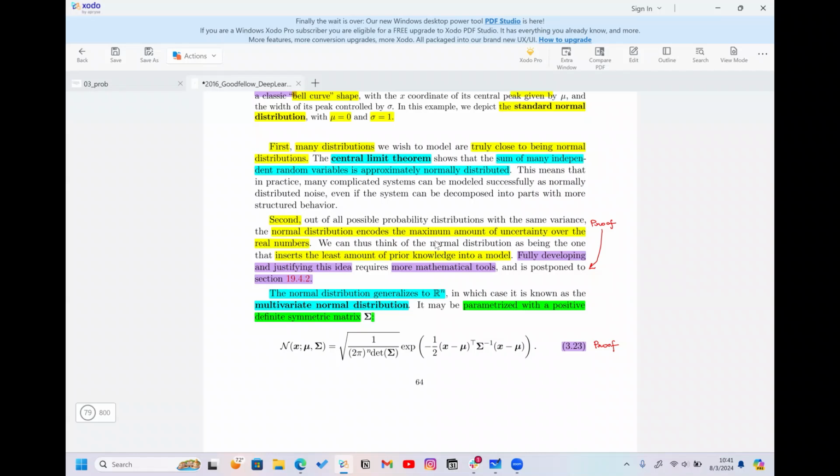Could it be the area under the curve? Maybe not. The area would be one for all the distributions, right? What they're trying to say is it encodes the maximum amount of uncertainty. Does anyone understand this, or maybe we can come back to it later?